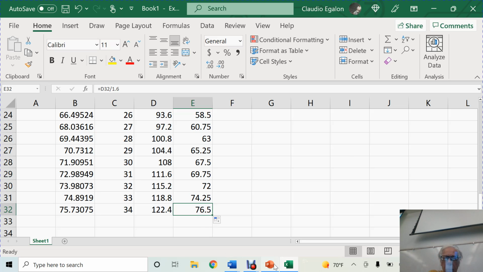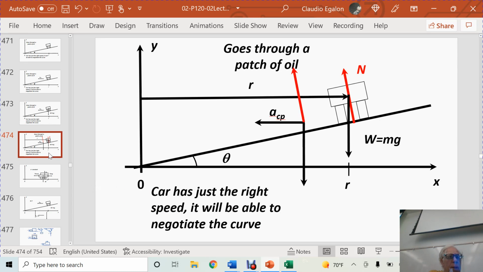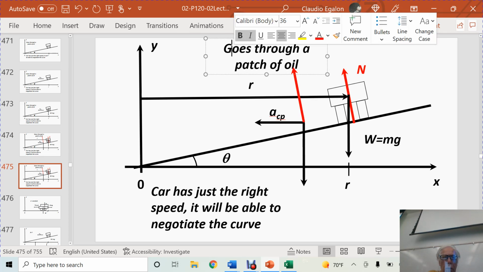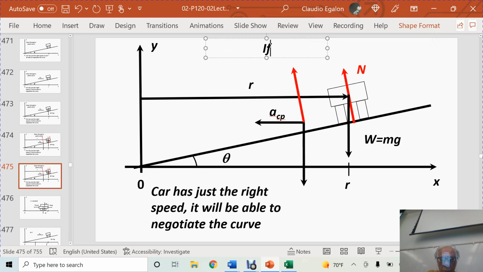If you're going to put friction, what else are you going to have? Here you go. If there is friction, then you have to account for the frictional force between the tires and the pavement. Okay? And this is going to be the direction of the frictional force. Like that.